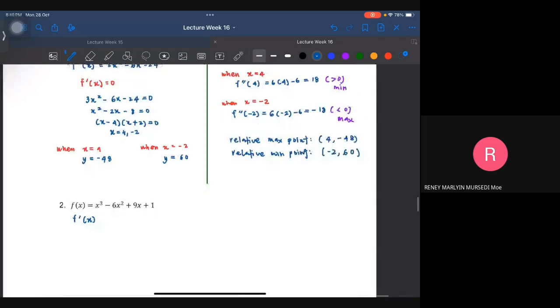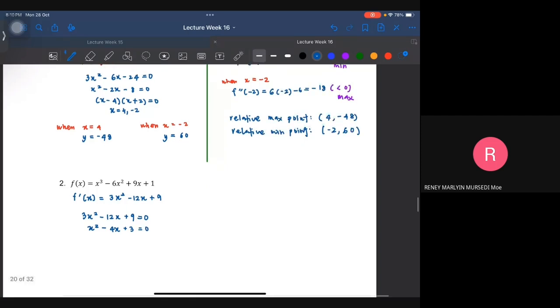F prime x. So you will have 3x squared minus 12x plus 9. Okay, and then kita akan buat dia equal to 0. So dekat sini madam akan terus buat dia equal to 0. Dah tak perlu tulis dah f prime x equal to 0. So 3x squared minus 12x plus 9 is equal to 0. Okay, so simplify your quadratic first. So bahagi everything dengan 3. So we have x squared minus 4x plus 3 equal to 0.